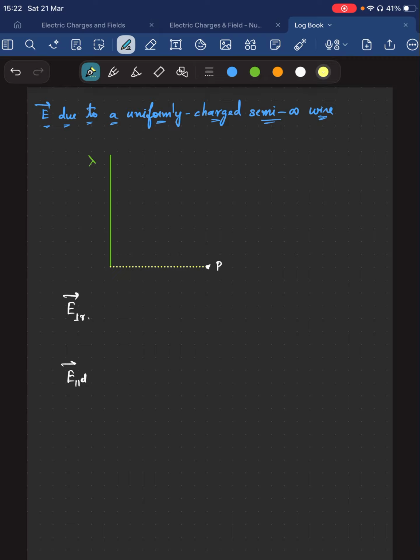Alpha once again means we have to join the endpoint of this wire to this point P. But where is the endpoint of this wire located? The upper endpoint of this wire is located at infinity. So to connect it, I have to go almost parallel to this wire. So alpha in this case turns out to be 90 degrees.